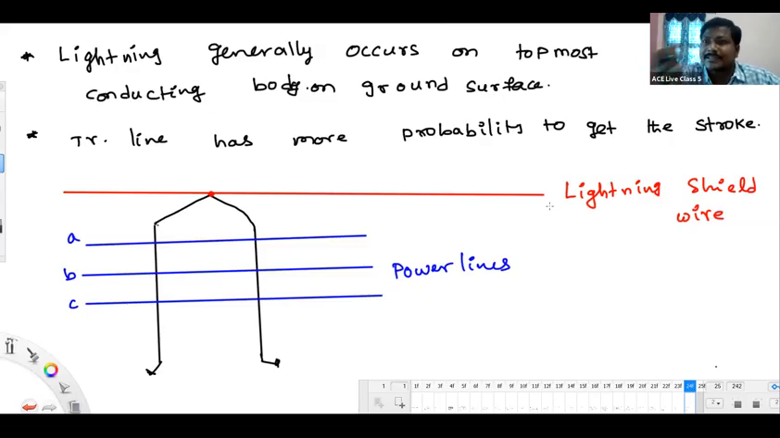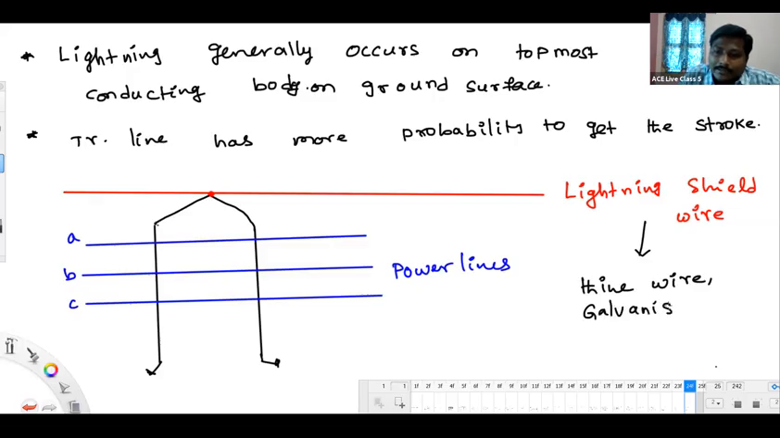Maybe it's steel. Galvanized steel wire we will use practically. So the lightning shield wire is a thin wire, and moreover, it is a galvanized steel wire. Okay, next. Is there any insulator kept in between this lightning shield wire and the tower?